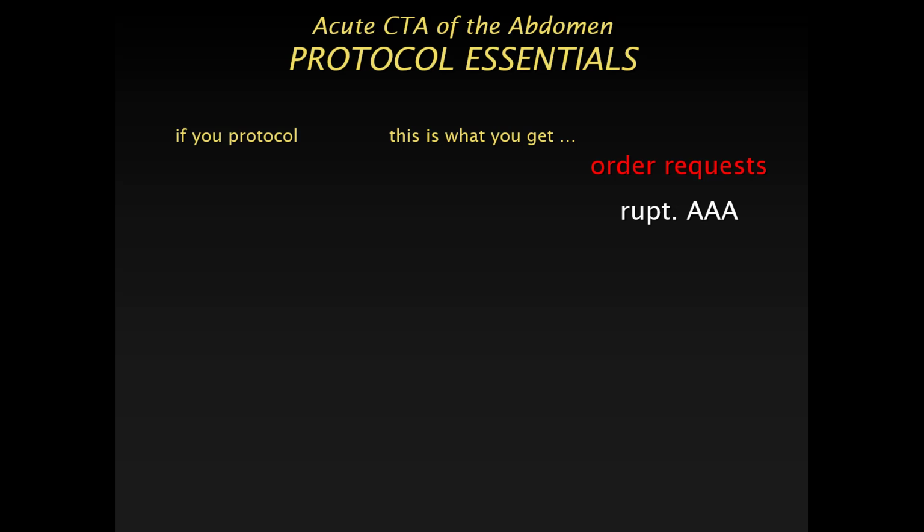Now, if we do it the other way around, so if somebody orders a CTA or any study because they want to evaluate the ruptured AAA, then what you would order would probably just be a CT angio. A CT angio should be okay because you will get non-contrast acquisitions and you get your CT angio. And for ruptured AAA, that's all you need.